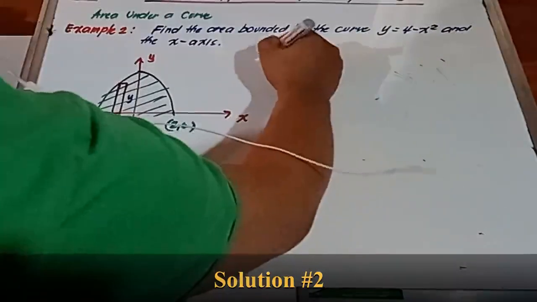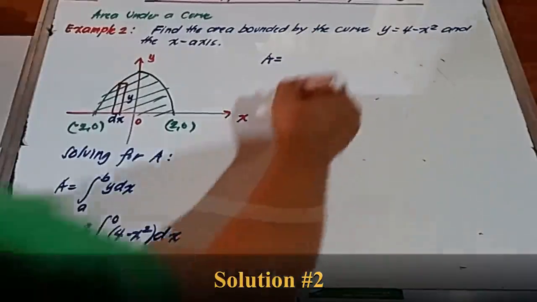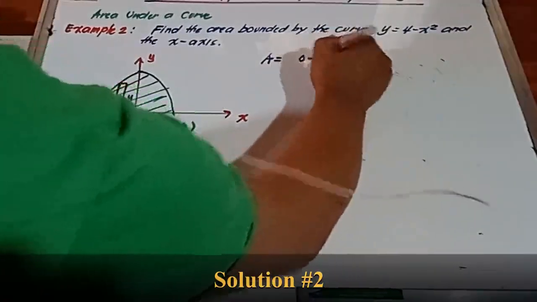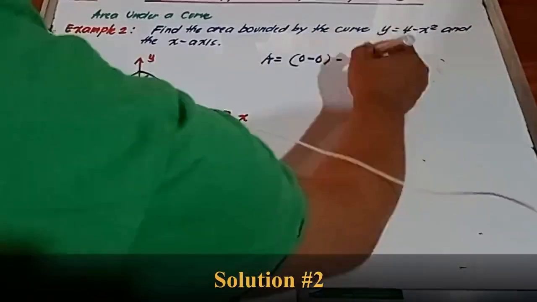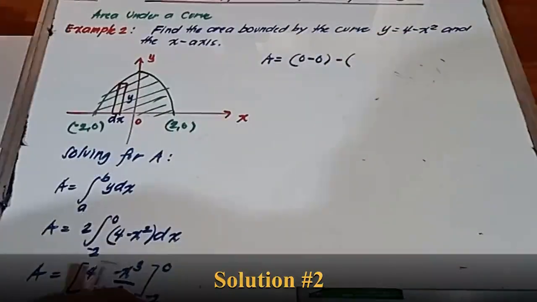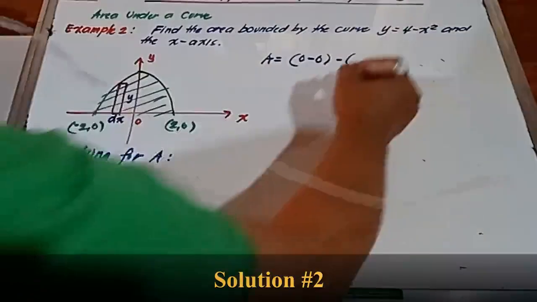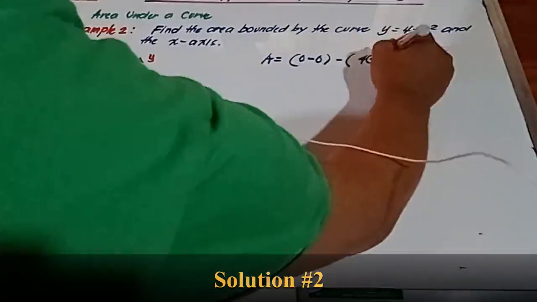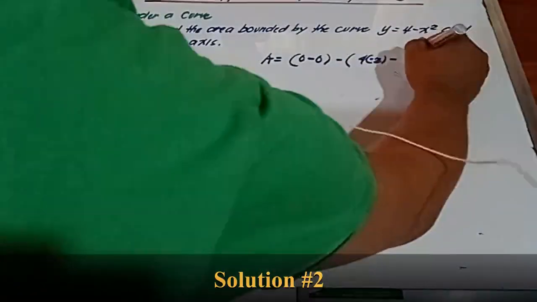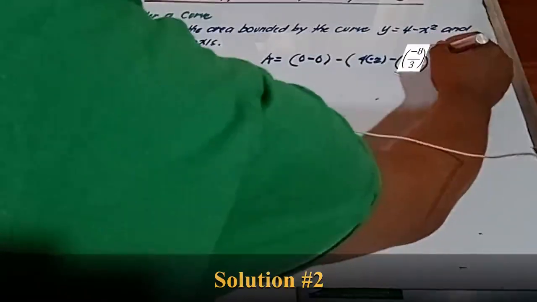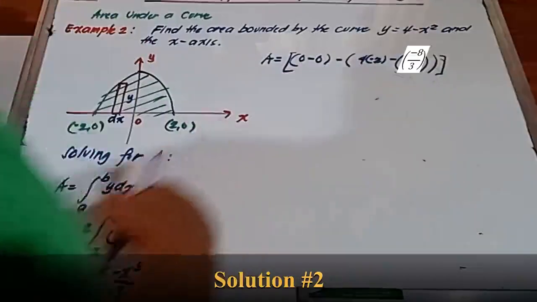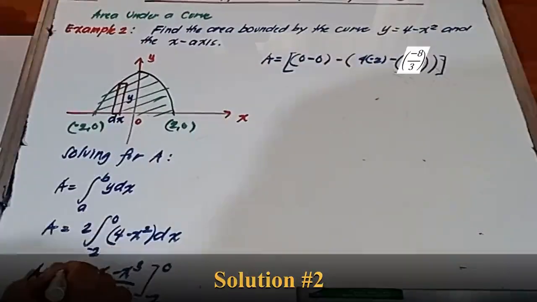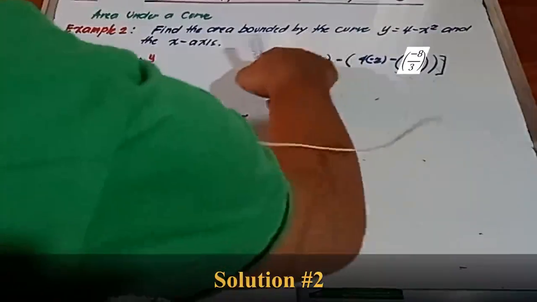Therefore, A equals 4 times 0 is 0. X cubed to the 0 is 0. Minus, baba naman, negative 2. 4 times negative 2, minus negative 2 over 3. Again, this is times 2. So, nalimutan ko dito, times 2. Okay?